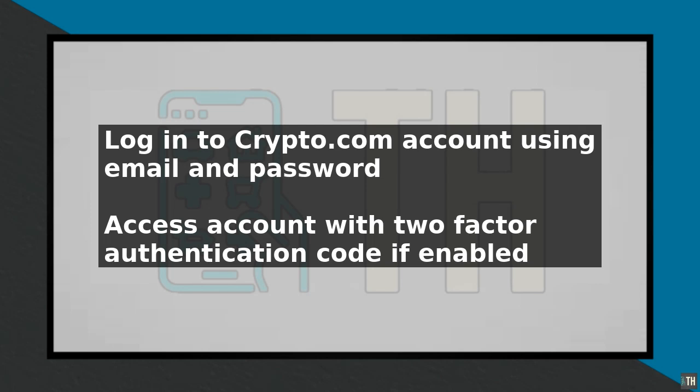First, you need to log in to your Crypto.com account. Go to the Crypto.com website or open the mobile app and enter your email address and password to access your account. If you have two-factor authentication enabled, you will also need to enter the code sent to your phone or authenticator app. Once you are logged in, click on the Accounts tab.